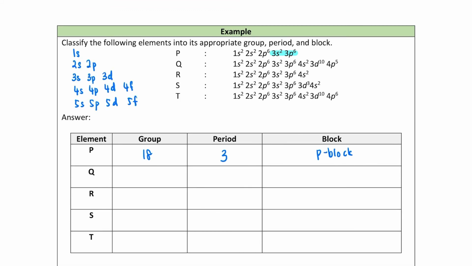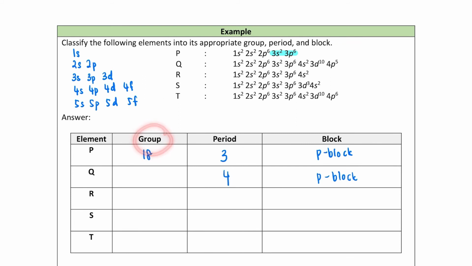Okay. Next, let us look at Q. Okay, so this is the electronic configuration for Q. Since we stop writing electronic configuration at 4p, that means this element Q is also in P block. Okay, and then how about period? Okay, so the highest principal quantum number is 4. That means element Q is in period 4.